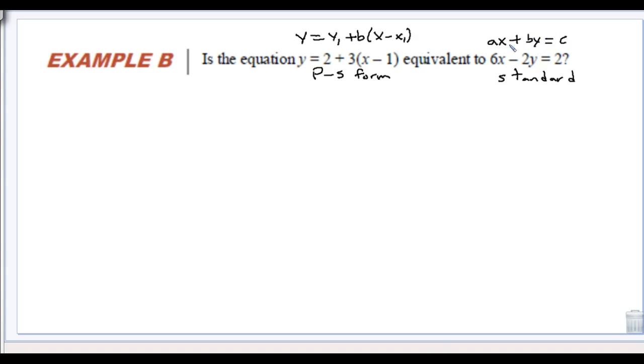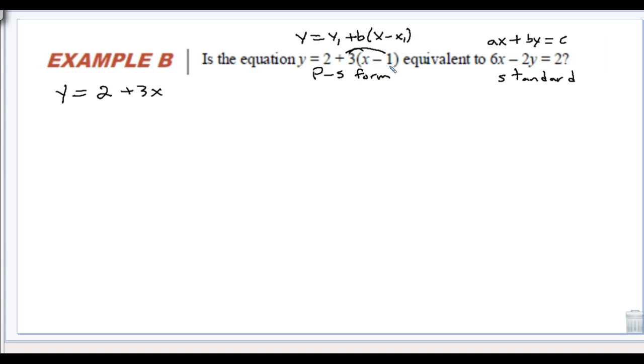Alright, so what we're going to try and do is rewrite this one so that way it's just y equals. So what we're going to do first is distribute that 3 to both terms. So I'm going to start off with y equals 2. And I'm going to distribute that 3 right now. 3 times x is going to be positive 3x. And 3 times negative 1.